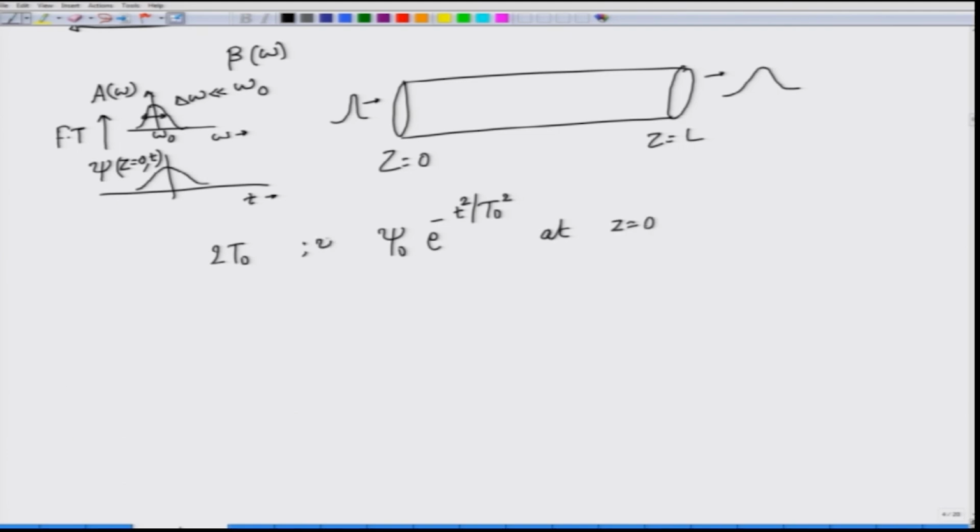Let me tell you what we mean by this pulse that is being launched. Actually, this pulse would not be directly launched. It would be modulated by a carrier, and the modulated pulse can be written as e to the power minus t square by t 0 square times e to the power j omega 0 t. This omega 0 is the carrier, and this expression is how the amplitude of the pulse changes with respect to time.